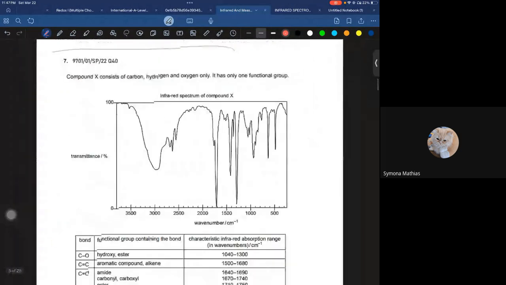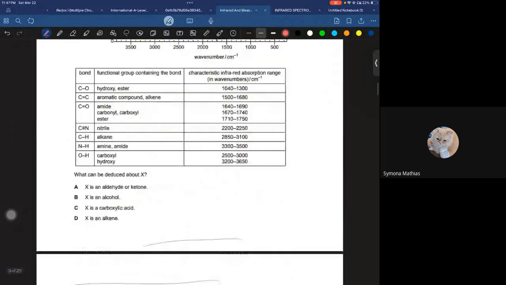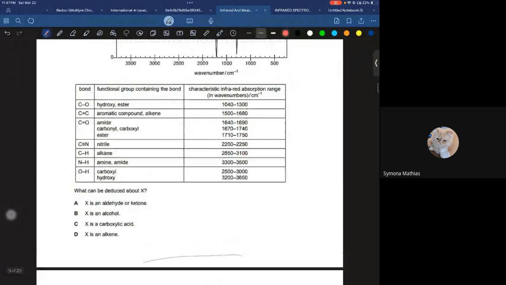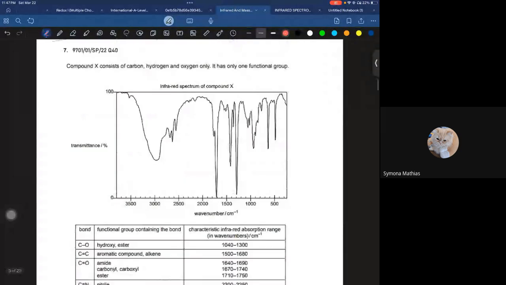Compound X consists of carbon, hydrogen, and oxygen only. It has only one functional group. What can be deduced about X? X is an aldehyde or ketone. X is an alcohol. X is a carboxylic acid. X is an alkene. What do you think? You have the spectrum, you have the information, then you can see.